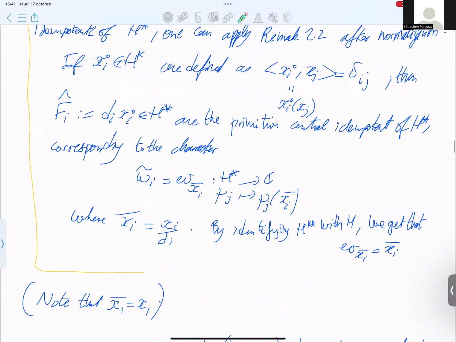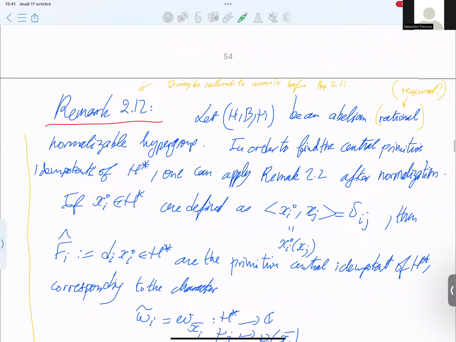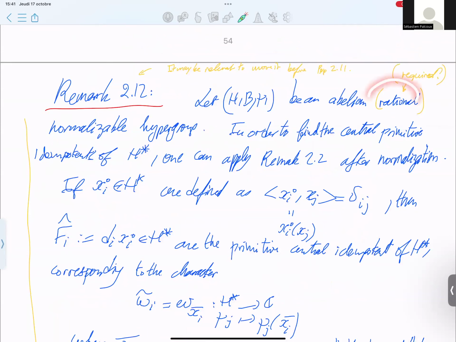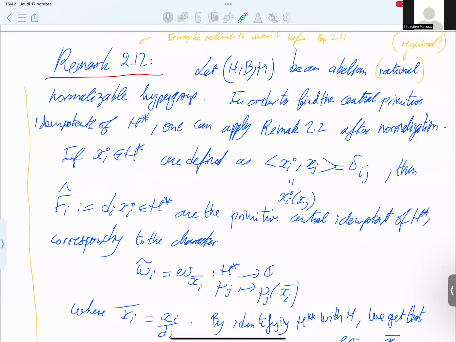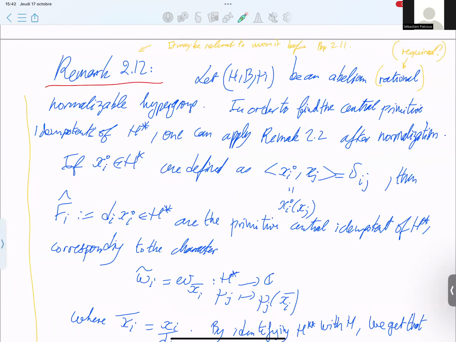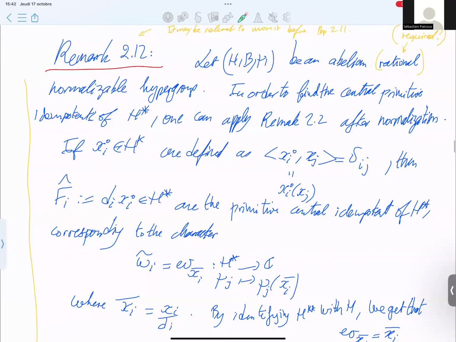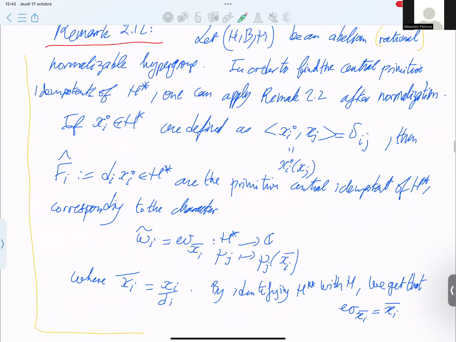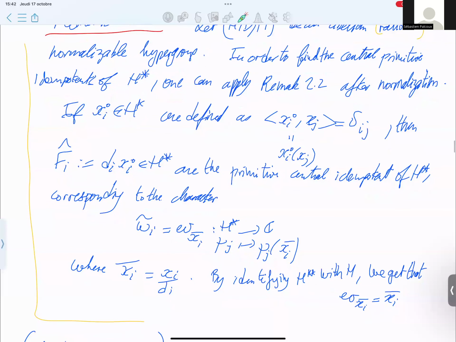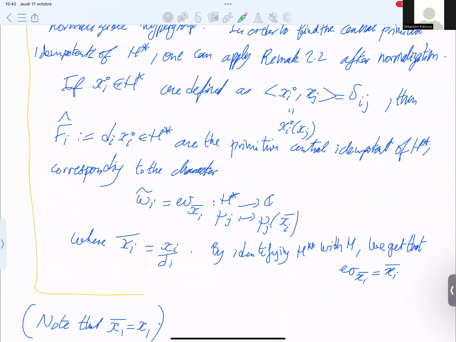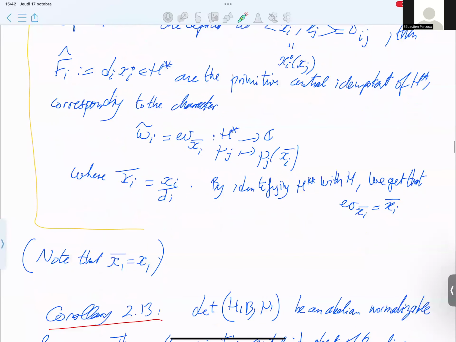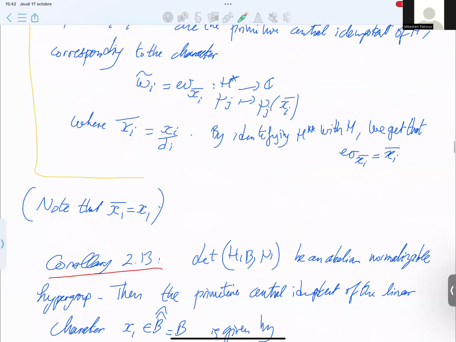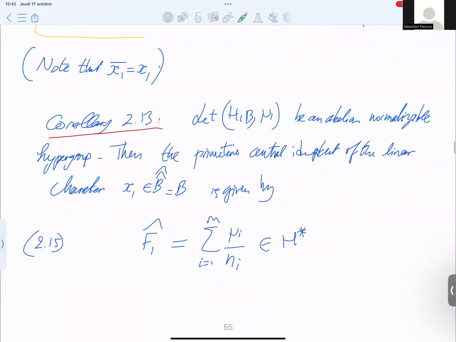Okay. So what is this remark about? So you take an abelian, maybe rational, I'm not sure we need, normalizable hypergroup. In order to find the central primitive idempotent on the dual, we can apply. Then define tau. Okay. I skip this remark. This kind of technical remark related to notation.